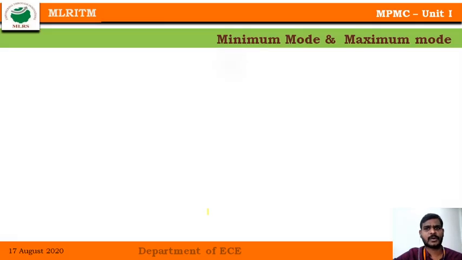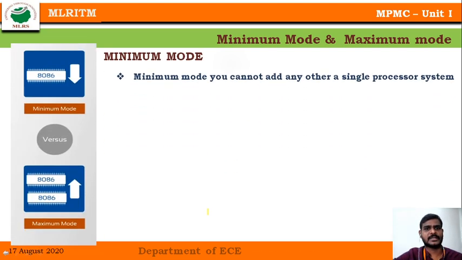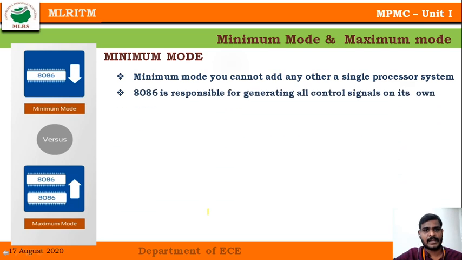Next, what are the modes of operation? Because, as I said, it is going to operate in two modes, minimum mode and maximum mode. Let's see what the minimum mode and maximum mode are. In minimum mode, there is a single processor, and the 8086 is responsible for generating all the control signals on its own. It is primarily used for very simple applications.